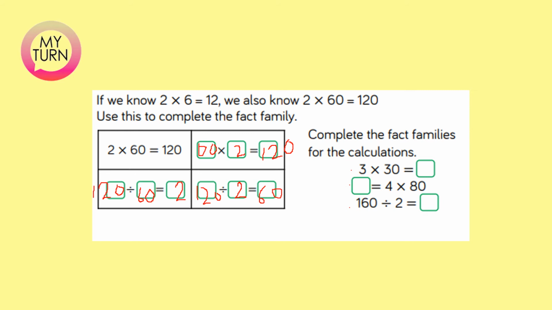Do it one at a time, so do 3 times 30 first. I want you to write down all the other fact families for the calculation. So there's going to be 3 more fact family questions. There's going to be 1 more times, and then there's going to be 2 more divides for the first one. I'm going to give you a few minutes so you can pause the video, and when you are finished, you can unpause and I will go through the answers.